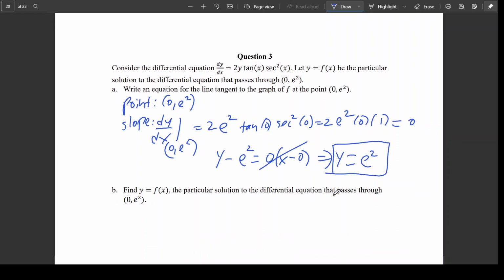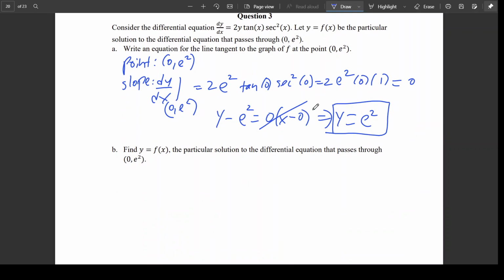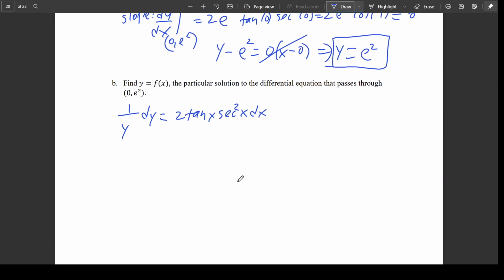Now in part B, we need to find y equals f of x, which is the particular solution to the differential equation that passes through (0, e squared). The first thing we're going to do is separate our variables, so bring all the y's onto one side and all the x's onto the other side. We'll get 1 over y dy equals 2 tangent of x secant squared of x dx. You could bring this 2 over there, it's not going to really change the answer, but it makes this calculation a bit cleaner. Not really that big of a deal.